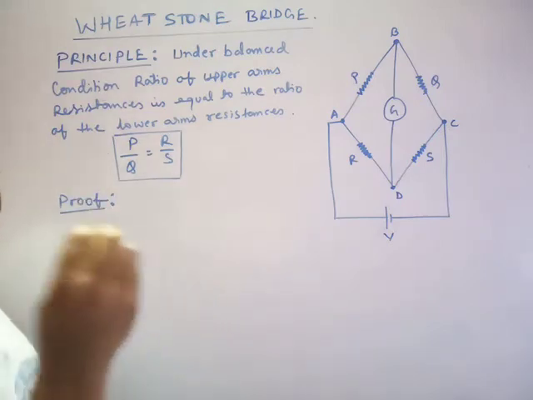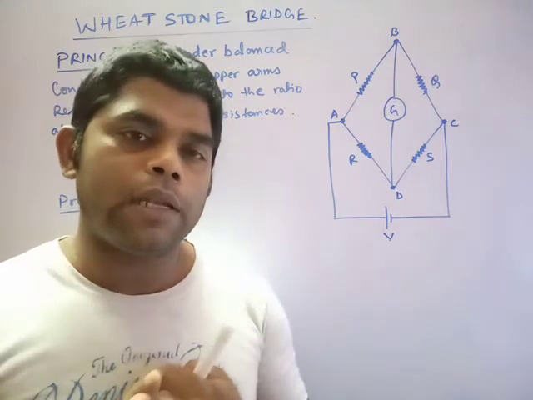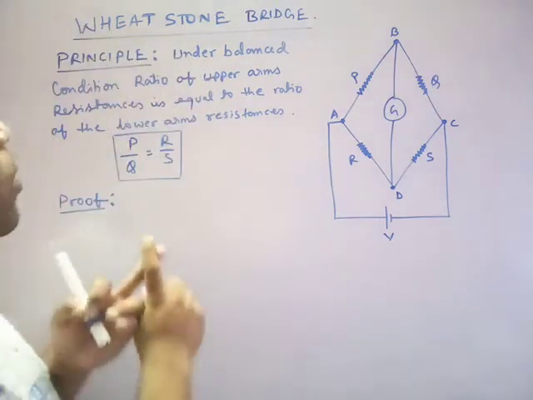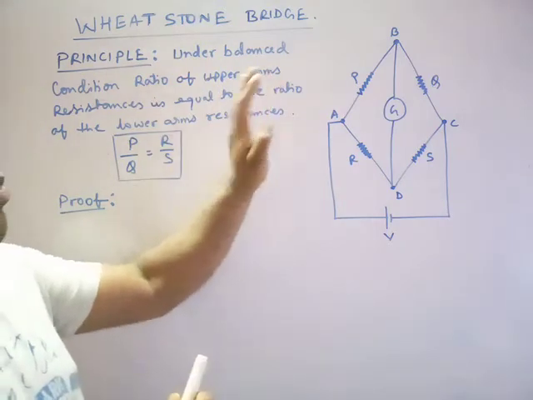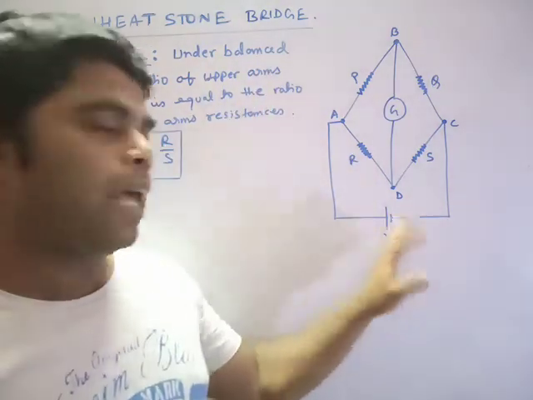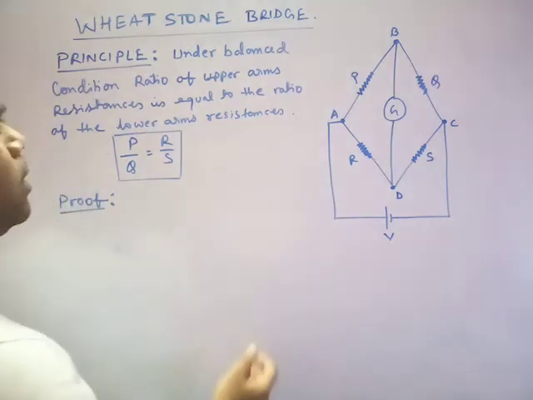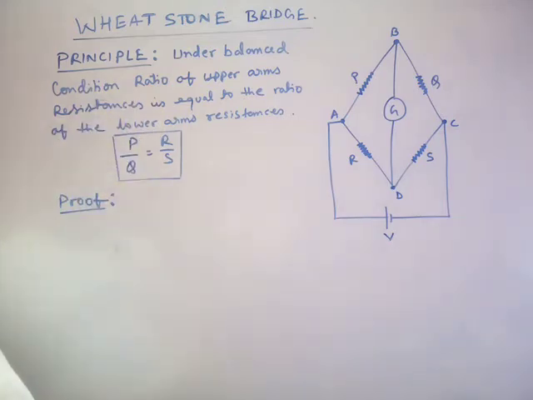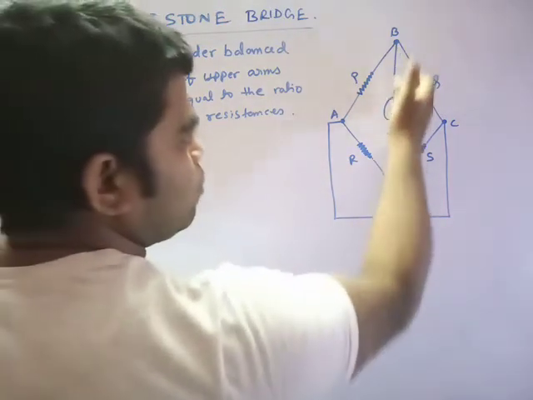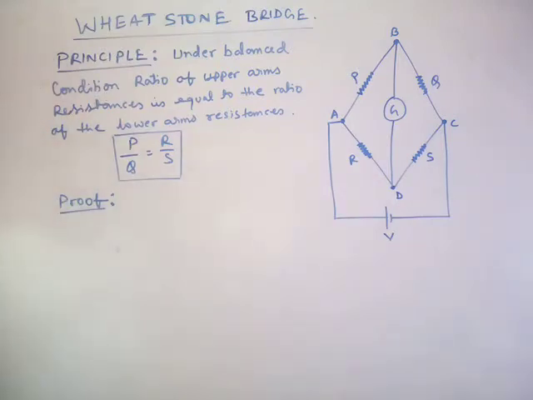The Wheatstone bridge is actually of two types. One is called balanced and the other is called unbalanced. Today we are going to discuss only the balanced one. Wheatstone bridge in your chapter means balanced. So how is it balanced? Keep in mind, under the balance condition no current flows through the galvanometer. The current will never flow through the galvanometer. Is it clear?